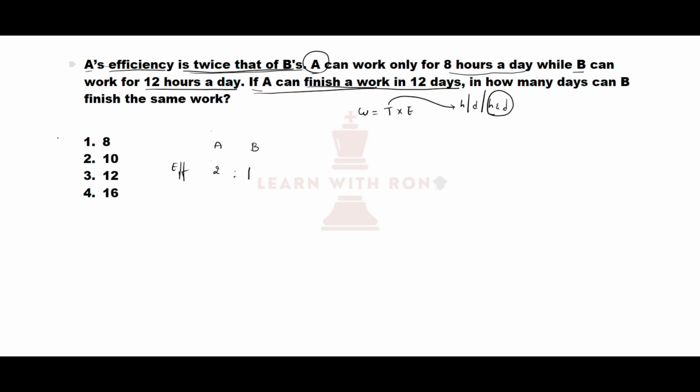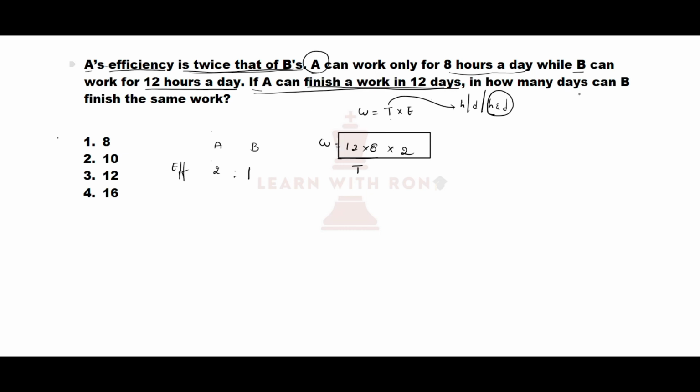A can finish a work in 12 days. Let's take work as work is equal to time taken by A, how much? 12 days, and the hours A can work for is 8 hours. This is the total time taken by A. Now into the efficiency of A, how much? 2, means 12 into 8 into 2 is the work.